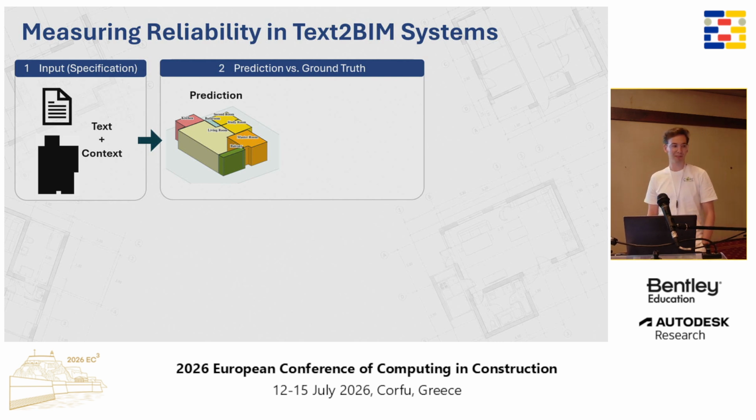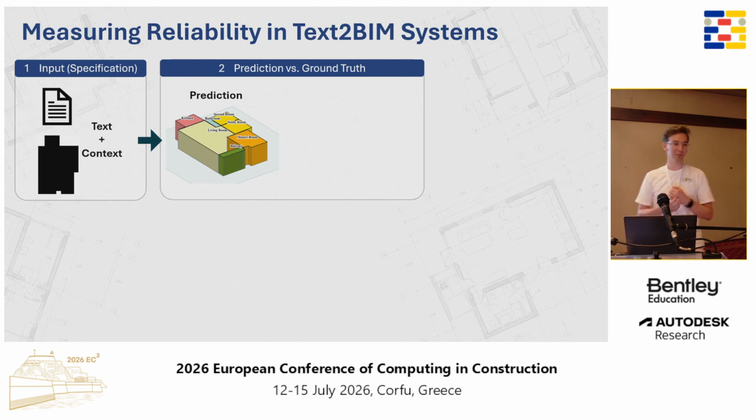In text-to-BIM, we have a user that defines some sort of requirements as a textual representation. And we have some context, which can be an existing BIM model, or, as you can see here, some boundary that defines our building outline. Then we put this into a system, which is usually an LLM plus something, and we get a prediction that is, hopefully, our intended design.